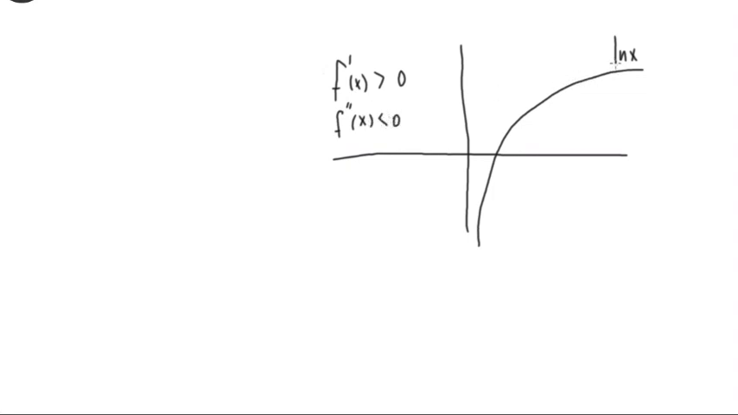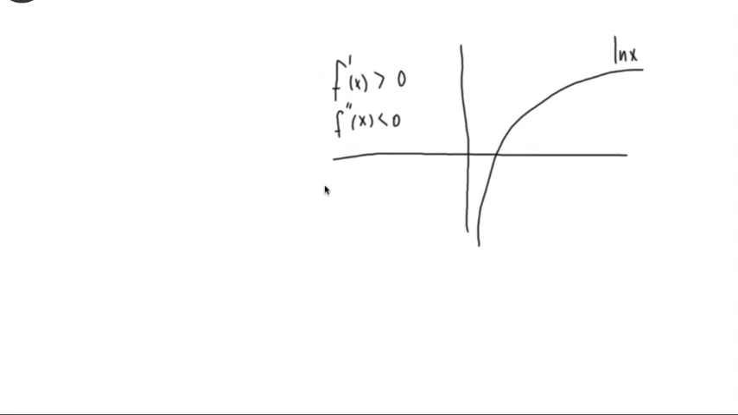So when we take the first derivative of ln x, which is 1 over x, the result is always positive. So it means that the graph is increasing. But when you take the second derivative of ln x, the result is always negative. So it means that the graph is concaving downward. So this is for the concavity and increasing.